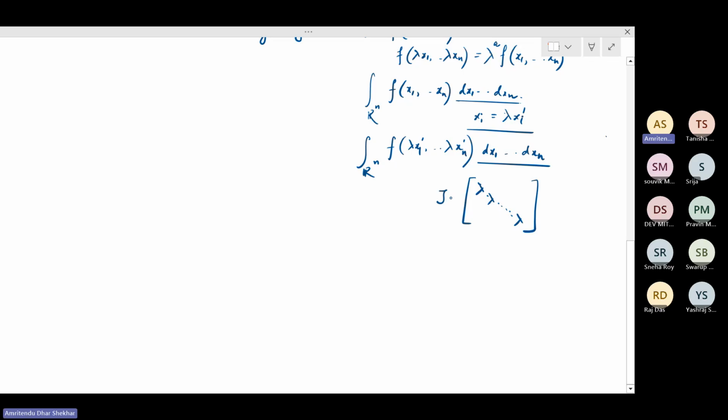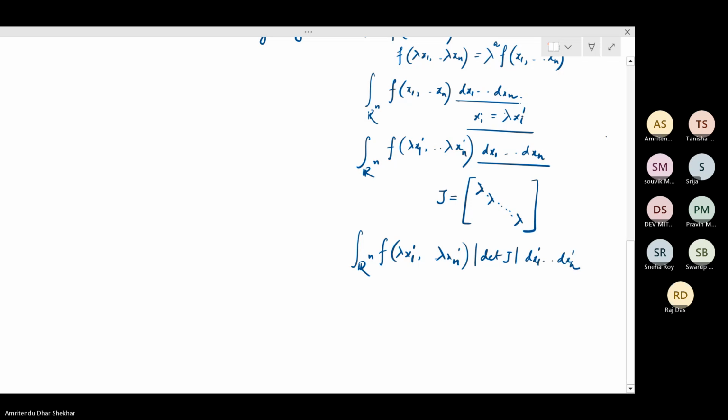Okay. So the way you do it is that you write integration over Rn, then f of lambda x1 dash up to lambda xn dash. Then you put the determinant of this Jacobian matrix. So it's det of J, then dx1 prime up to dxn prime. Okay, so this Jacobian matrix is basically lambda times I, where In is the identity matrix.